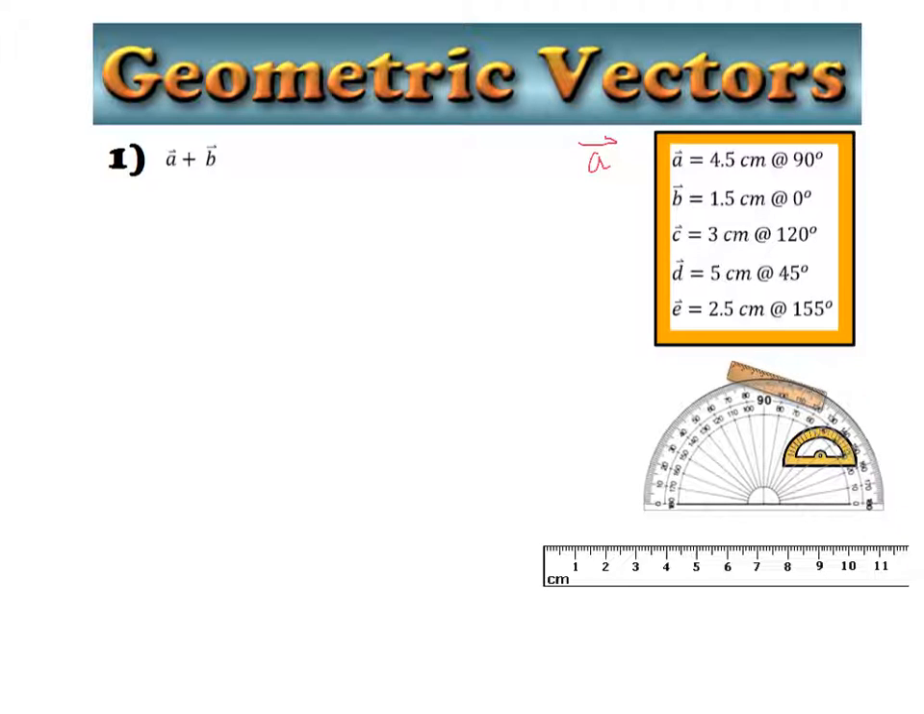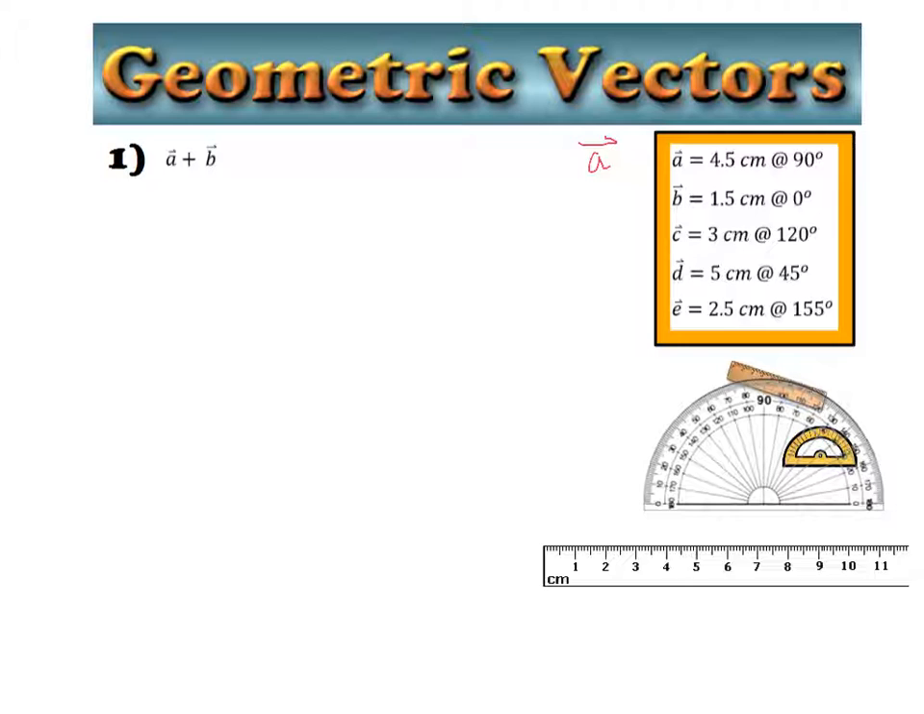Vector A has a magnitude of 4.5 centimeters, and its direction is 90 degrees. These directions are based off the unit circle, so 90 degrees is going to be straight upward. We're going to take vector A and add to that vector B. Vector B has a magnitude of 1.5 centimeters and its direction is 0 degrees. So these are some pretty basic degree measurements, or directions.